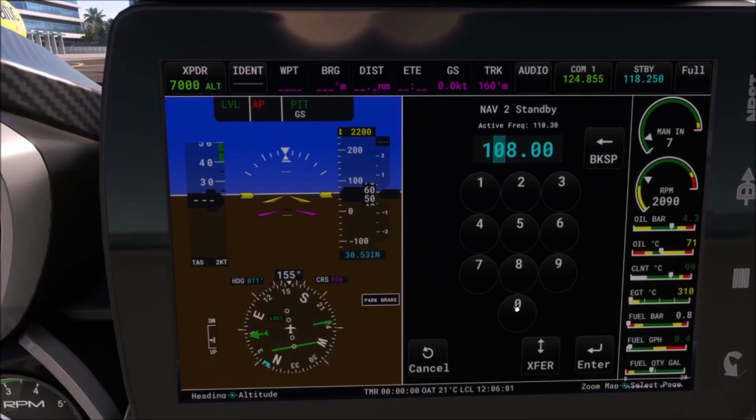Let us say 109.70. You don't have to press point. There is no point actually. Transfer and 118.30. Here it is. So now we have these frequencies both on navigation 1 and navigation 2, which are both, of course, in standby mode.